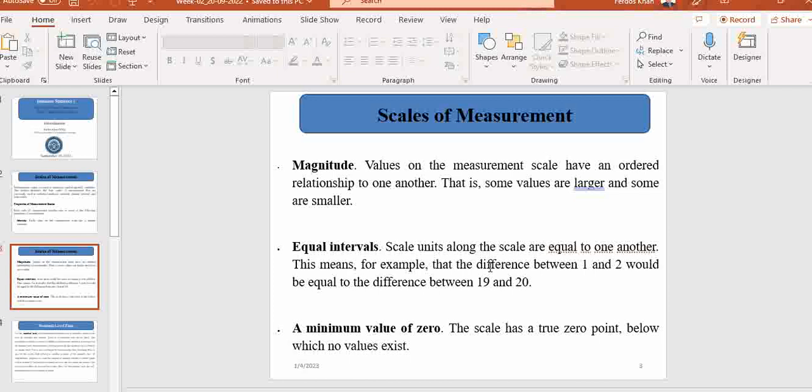This means that, for example, the difference between 1 and 2 would be equal to the difference between 19 and 20. A minimum value of 0: the scale has a true 0 point, a value at which no quantity exists. So these scales will satisfy some of these properties, and the scale which satisfies the maximum properties, we can say is the highest level scale.